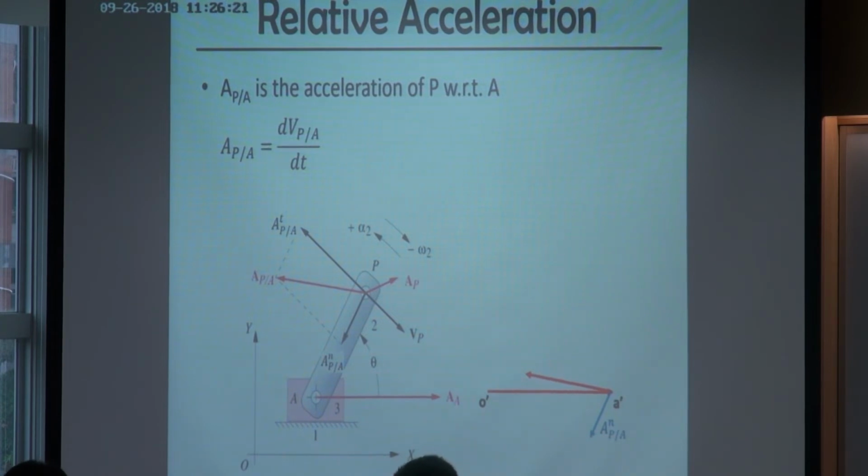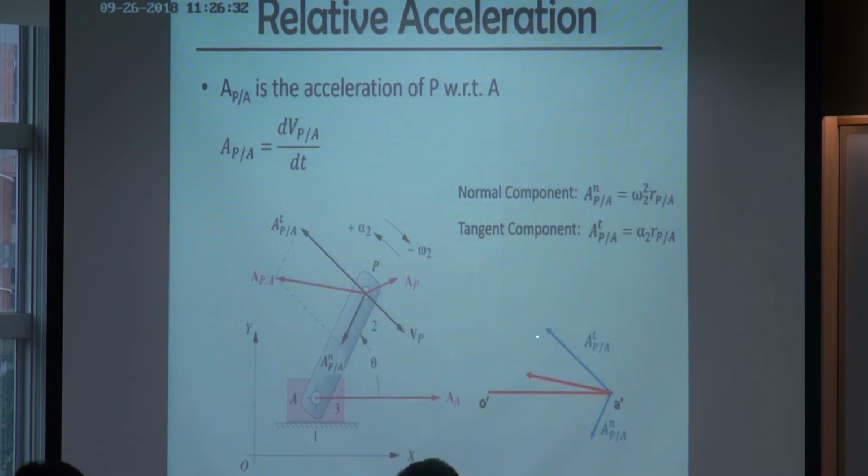We know the direction. Also, it may have a tangent component. The tangent component is perpendicular to this one. So we need to combine these two together to get this resultant acceleration. Here I just randomly draw the magnitude, but this depends on how large your tangent or normal components are. The length might be different.